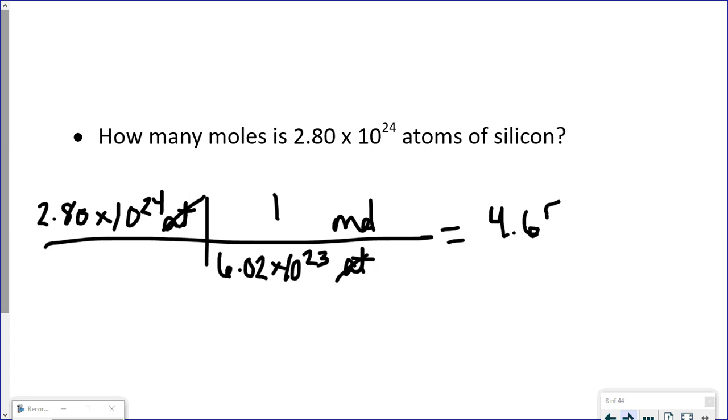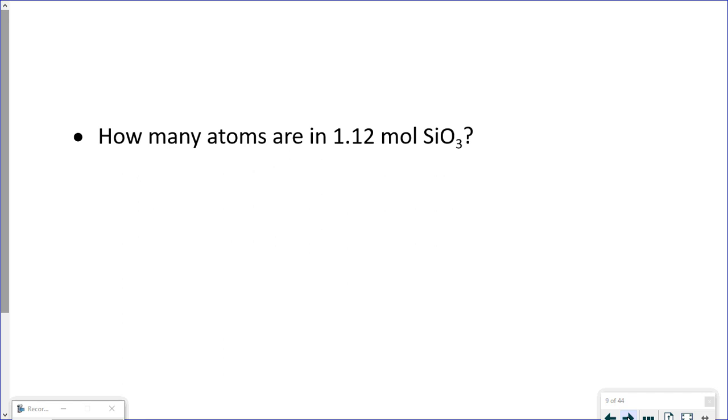If you did not get 4.65, check and see if you put those numbers in scientific notation, particularly the 6.02 times 10 to the 23rd in parentheses. And always include your unit. So that will be moles. All right, let's try this one. How many atoms are in 1.12 moles of silicon trioxide?